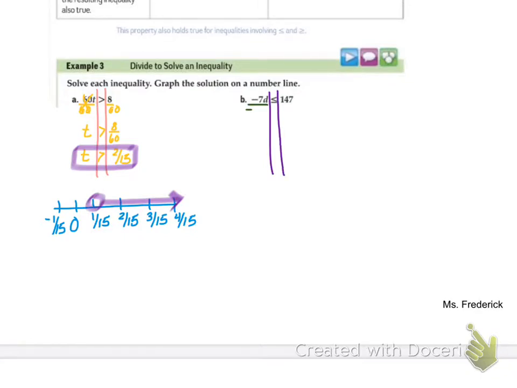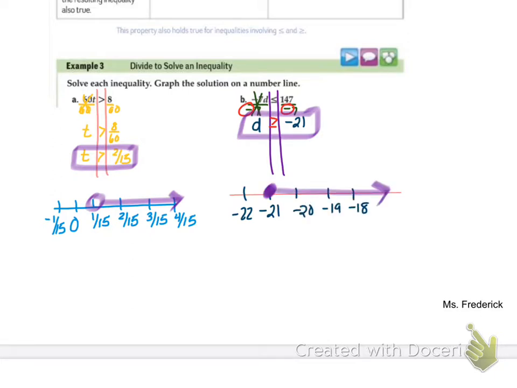Then in example B, I'm going to draw those bars again, and we're dividing by -7 on both sides. Because it is a negative, we need to immediately flip the sign to greater than instead of less than. Then write our answer: D is greater than or equal to -21. Write that on a number line, and since it's pointing to the right, the arrow will be pointing to the right as well, with a filled in circle. You can stop the video now, finish the you-tries, and we will go over this tomorrow in class.